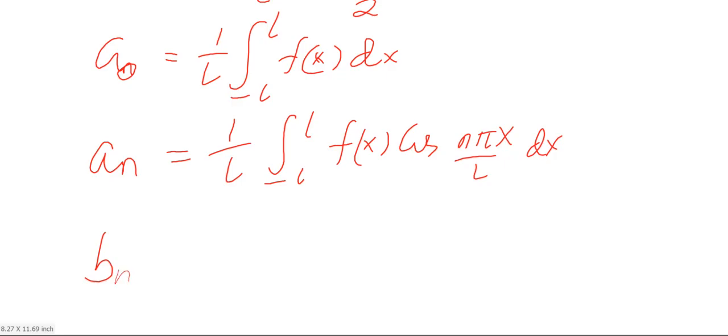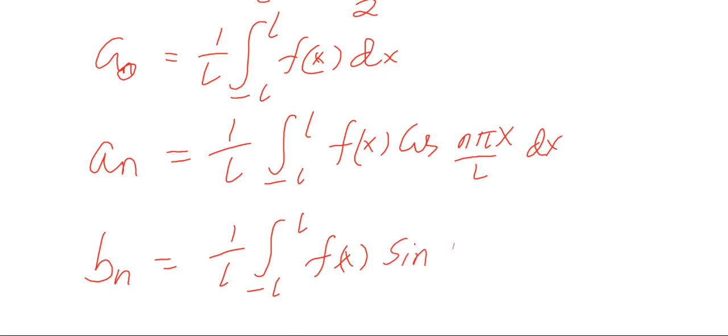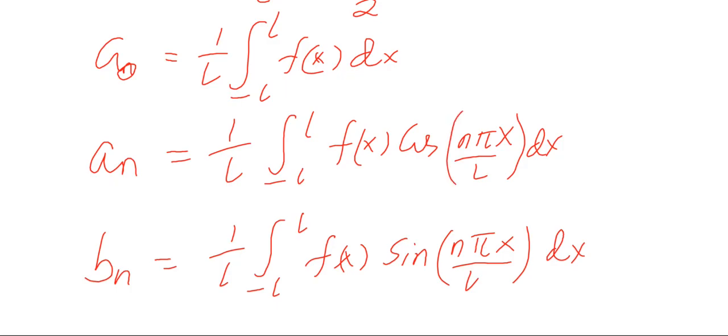And lastly we have bn, which is defined as 1 over L, integral from minus L to positive L, f of x, sine of n pi x divided by L dx. These are the three Fourier coefficients.